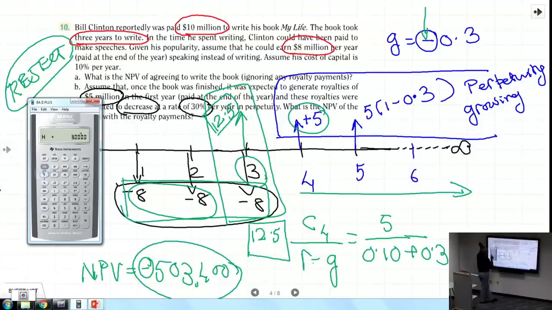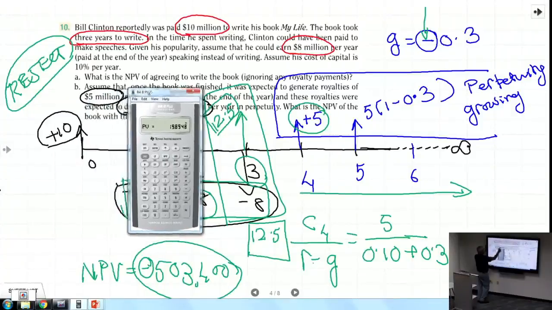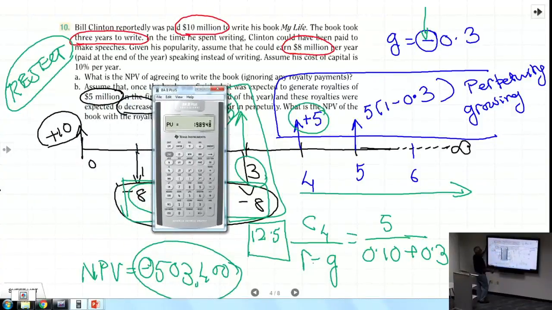So N is 3, negative 8 is my payment, right? And I/Y is 10. So now I can compute present value. That's 19.89, right? Present value is 19.89, and this present value would be negative, right?